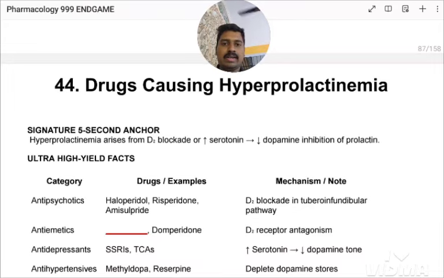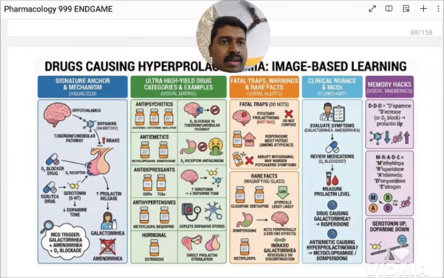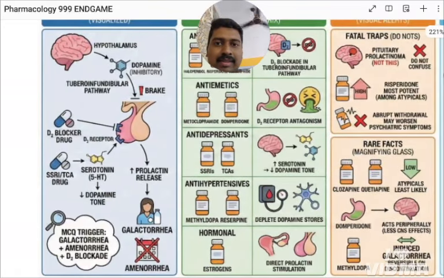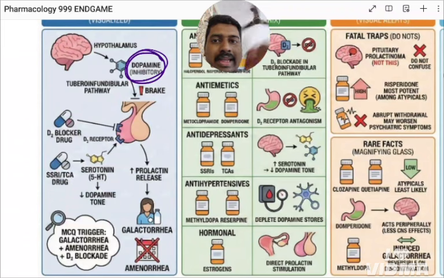Next, we'll go to drugs causing hyperprolactinemia. This mechanism I had once explained in pathology also. I'll just make a brief summary here. Basically, there is something known as the tuberoinfundibular pathway. This pathway maintains the secretion of prolactin. Prolactin is secreted by the anterior pituitary, and it is under inhibitory control of dopamine. So dopamine inhibits release of prolactin. As simple as that.